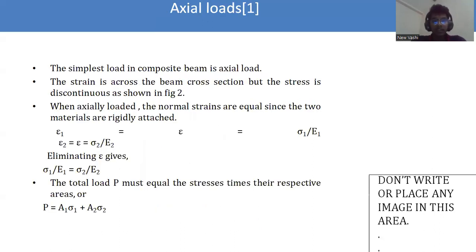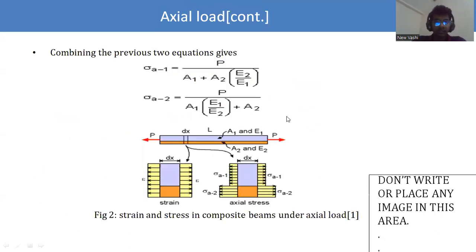The simplest load in a composite beam is axial load. The strain is continuous across the beam cross section, but the stress is discontinuous, as shown in the figure. This is a figure which shows the strain and the axial stresses acting on the composite beam.